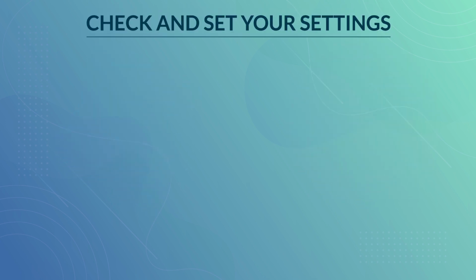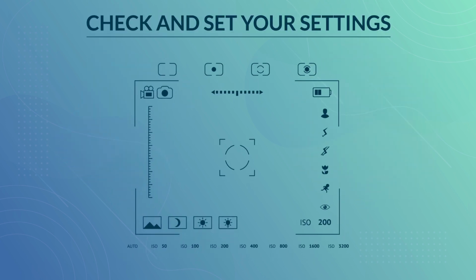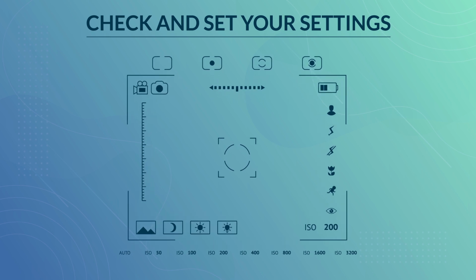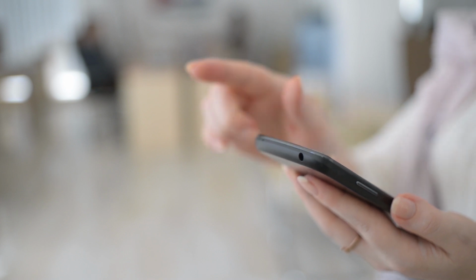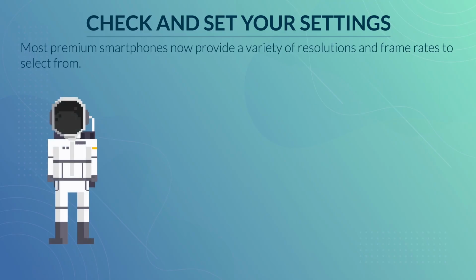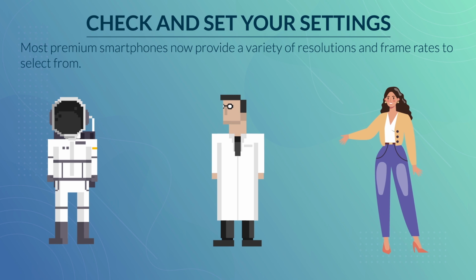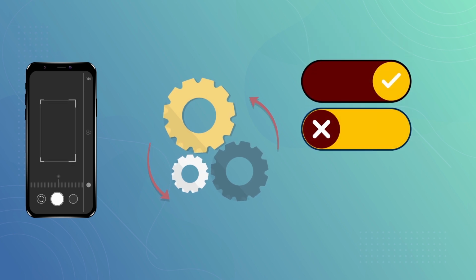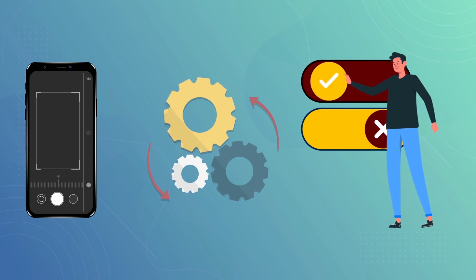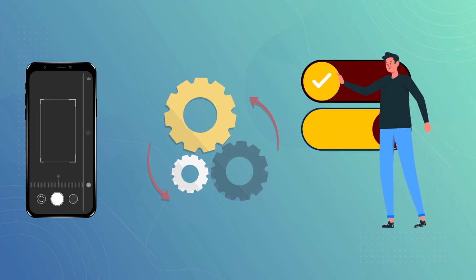Check and set your settings. Smartphones may have fewer features than more dedicated video cameras, but that doesn't mean they can just record one form of video. Most premium smartphones now provide a variety of resolutions and frame rates to select from. On Android phones, these options are often found within the primary camera app, either hidden behind the settings gear wheel or accessible via a toggle button.